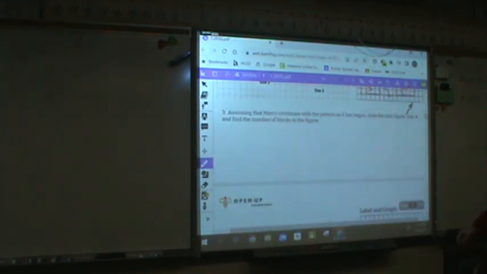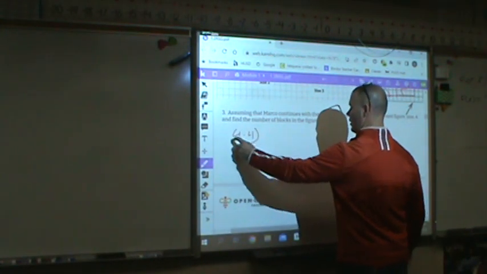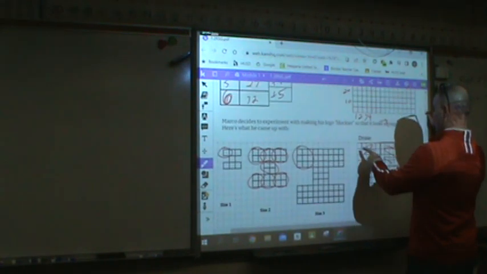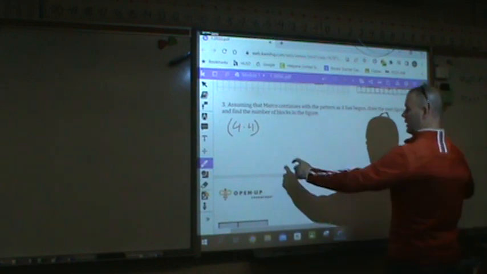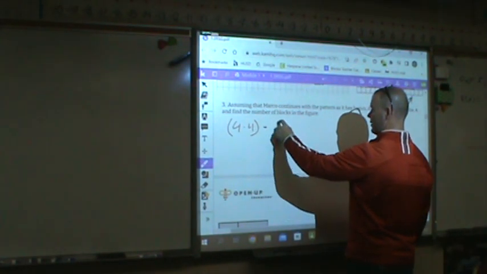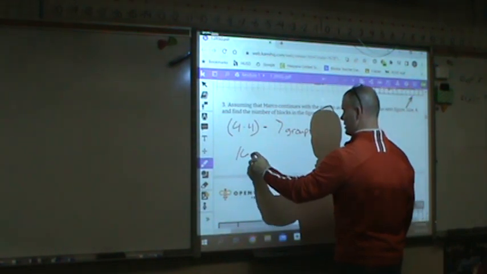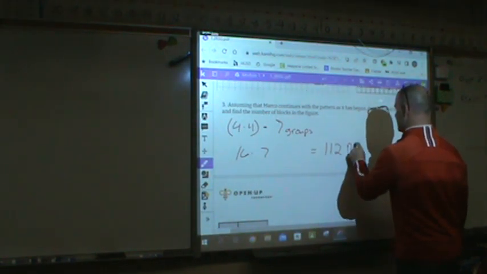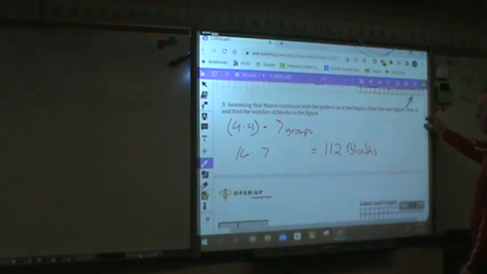Assuming Marco continues with the pattern he's begun, the next figure has how many blocks? 4 by 4, because that's the one block we looked at, right? This area right here, that would be 4 by 4, times how many groups did we have? We had 7 groups. Well, that's going to be 16 times 7 for a grand total of 112 blocks. All right, I hope you're following along.